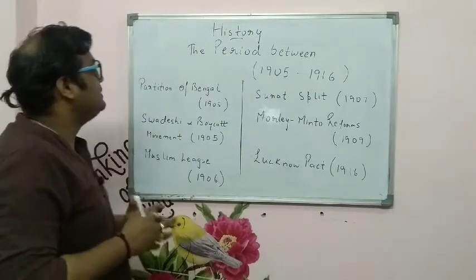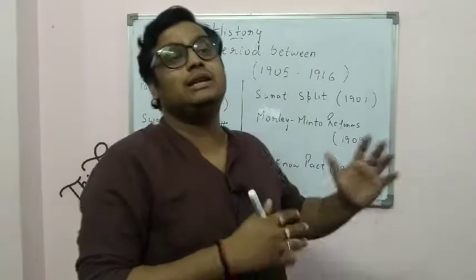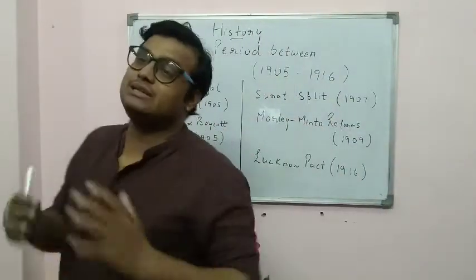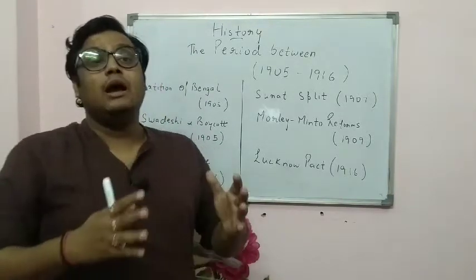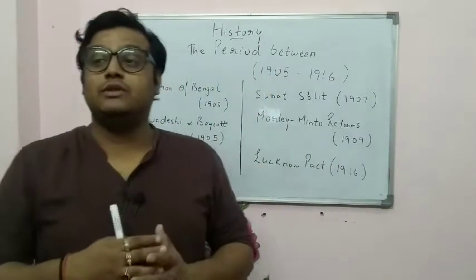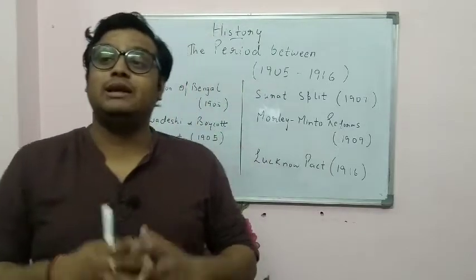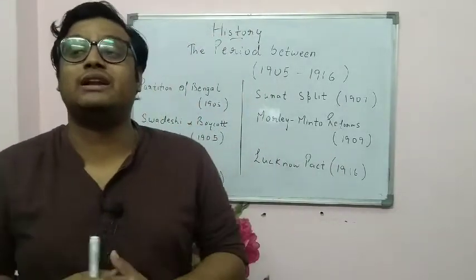So now, we'll be discussing the events that took place from 1905 to 1916. In the earlier videos, we discussed the reasons that led to the basic things, which were moderates and extremists. We have discussed the two parts of the Congress. Moderates were pro-Britishers, they wanted the Britishers to stay. The extremists were anti-Britishers, they wanted the Britishers to be thrown out of our country.